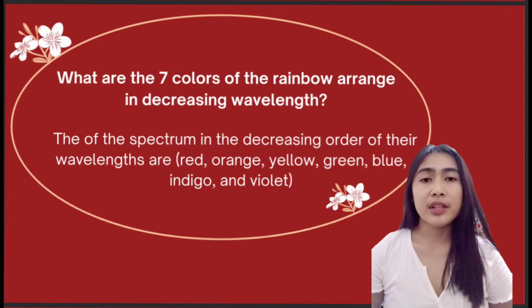What are the 7 colors of a rainbow arranged in decreasing wavelength? The spectrum in the decreasing order of their wavelengths are red, orange, yellow, green, blue, indigo, and violet.